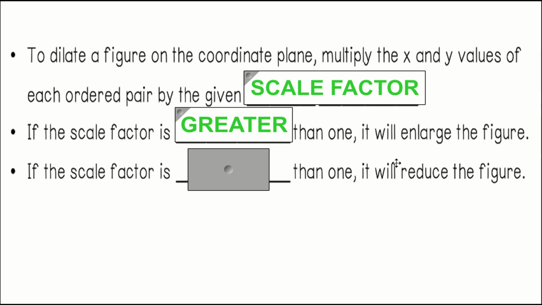Usually, when they're greater than 1, sometimes, rarely, you'll see an improper fraction. But usually it'll be whole numbers. If a scale factor is less than 1, then it will reduce the figure. It'll make it smaller. Less than 1 doesn't mean a negative number, though. It means something between 0 and 1. Usually that'll be a fraction.